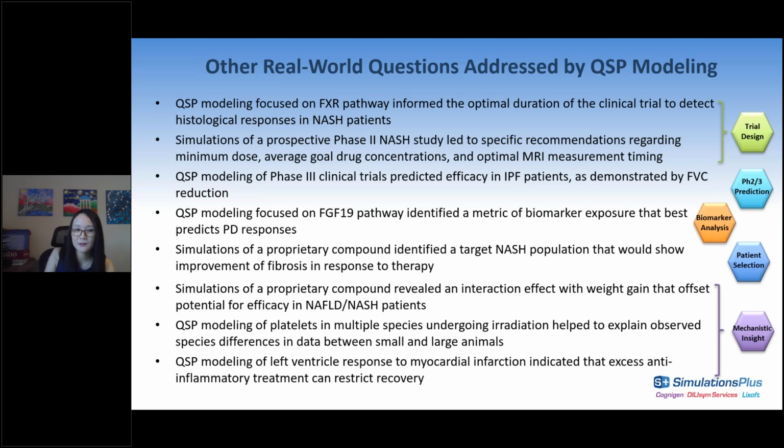And then going above liver and lung, we had a project where QSP modeling of platelets in multiple species undergoing irradiation really helped to explain observed species differences in data to provide some mechanistic insights underlying those species differences. And lastly, onto heart, QSP modeling of left ventricle responses to MI indicated that excess anti-inflammatory treatment can actually restrict recovery because it's suppressing some of the inflammatory mediators that are involved in wound healing.